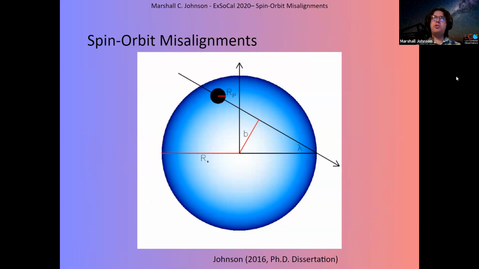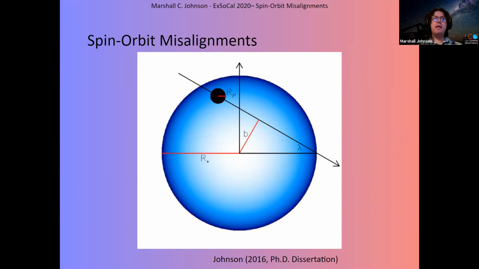I'm showing that geometry here. The planet transits along this black line from left to right. The vertical arrow is the projection of the stellar spin axis, and then the spin-orbit misalignment that we measure is this angle lambda here. So that is about 0 for well-aligned prograde orbits, 90 degrees for polar orbits, and about 180 degrees for retrograde anti-aligned orbits. I'll talk a little bit more later about how these are actually measured.